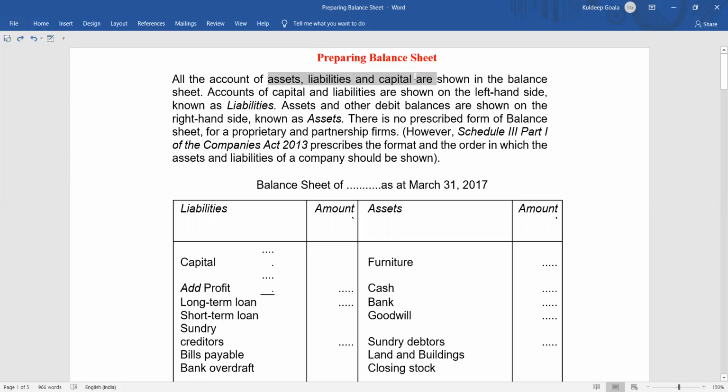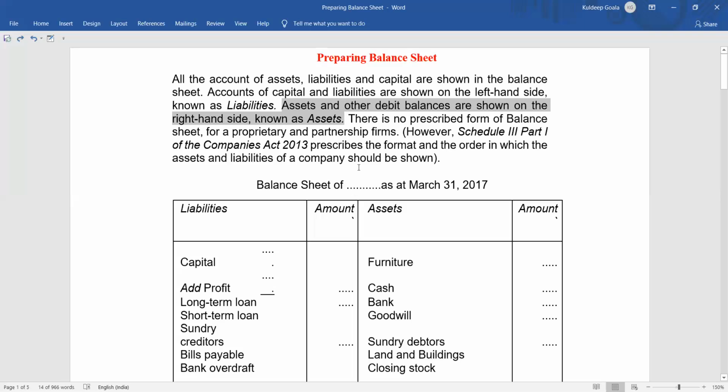Remember, our capital and liabilities are shown on the left side of the balance sheet, which we call the liability side. All the assets are shown on the right hand side of the balance sheet, which we call the asset side.